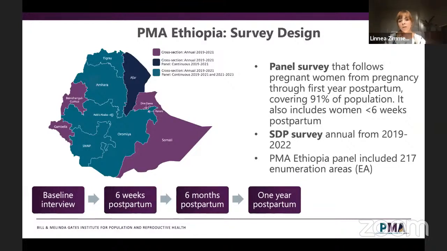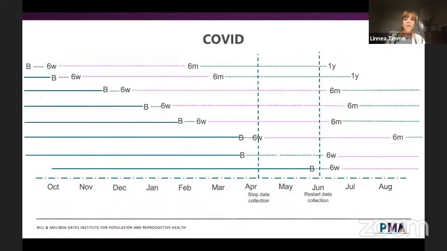So it's ongoing data collection, and it has been ongoing through the period from October until June. We also have an SDP survey that is also conducted annually from 2019 to 2022, and that's in all regions of the country. And the panel is included in 217 enumeration areas across these six regions.